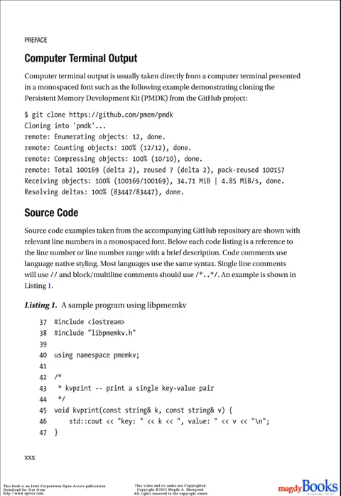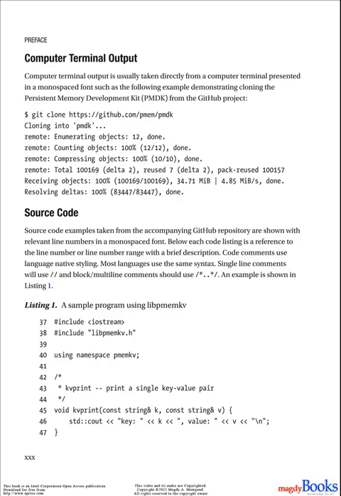Source code. Source code examples taken from the accompanying GitHub repository are shown with relevant line numbers in a monospaced font. Below each code listing is a reference to the line number or line number range with a brief description. Code comments use language native styling. Most languages use the same syntax. Single-line comments will use double slash, and block, multi-line comments should use slash-star. An example is shown in Listing 1.